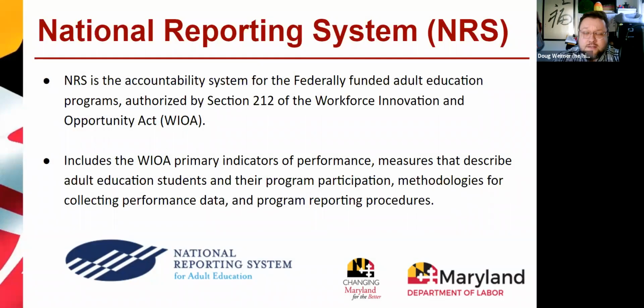Just to review, what is the NRS, especially for the newbie we have in our midst? NRS is the accountability system that we use for federally funded adult education programs. So basically, it is the way that we can compare one program's outcome to another, one state or territory's outcome to another, and also convert that into something that can be reported at the federal level for decision makers, policymakers, legislators, and so forth.